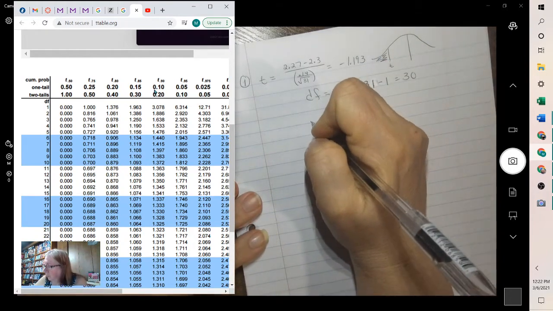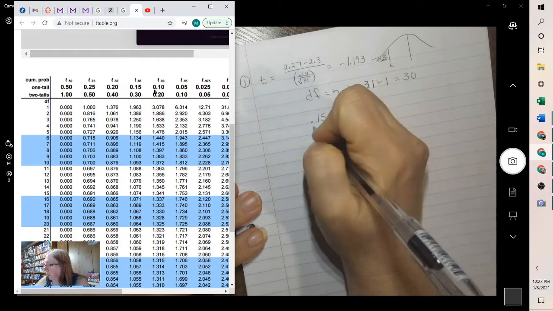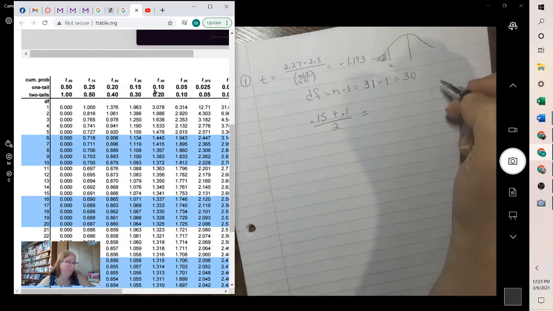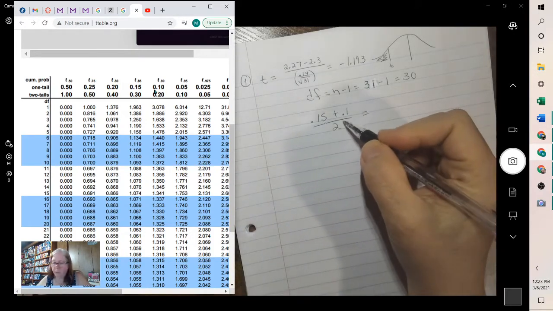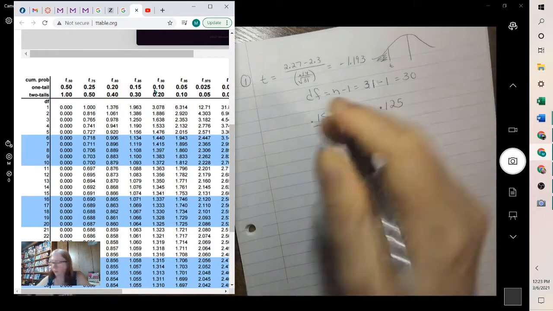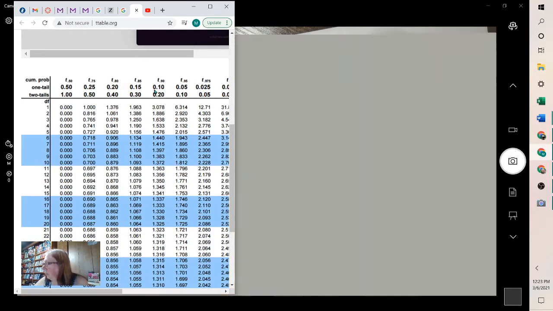So it's 0.15 plus 0.1 all over 2. You're finding the middle. You get 0.125. And so this would be your p-value.